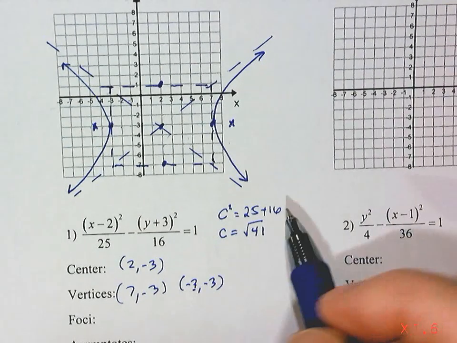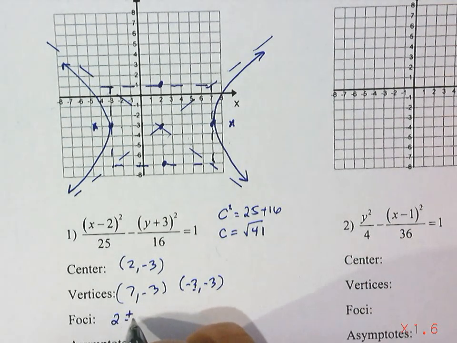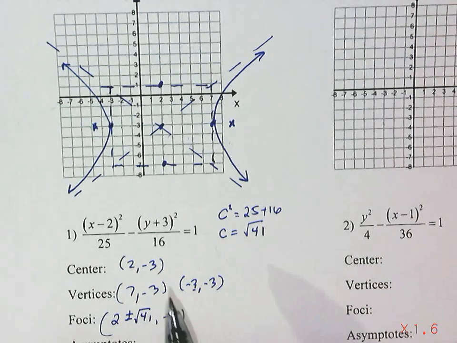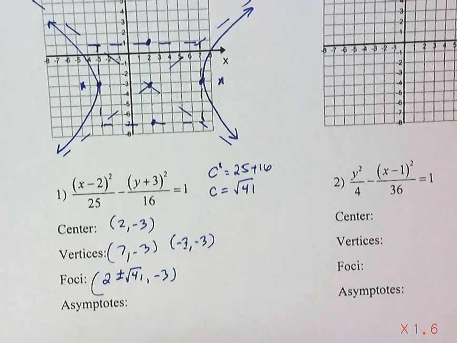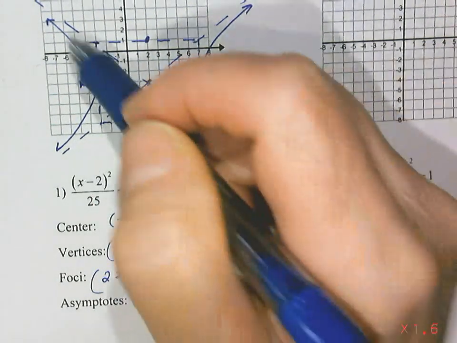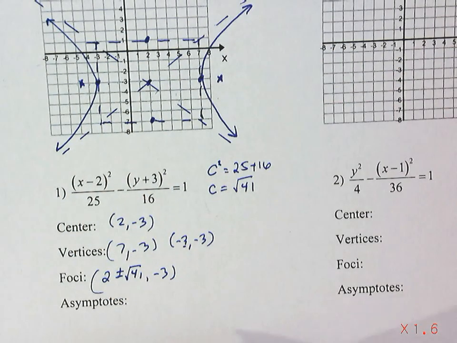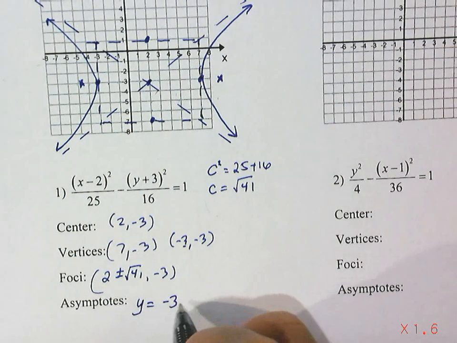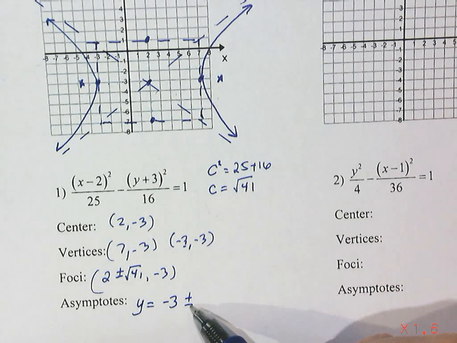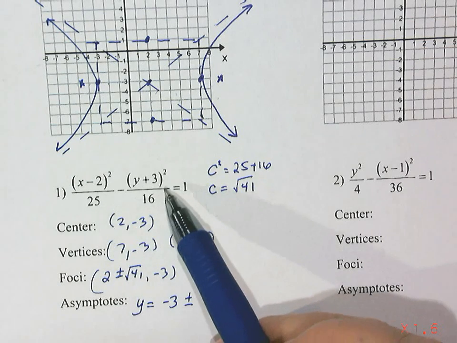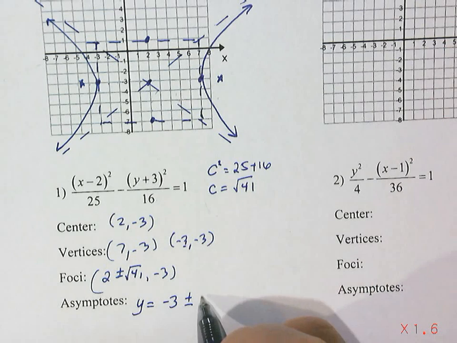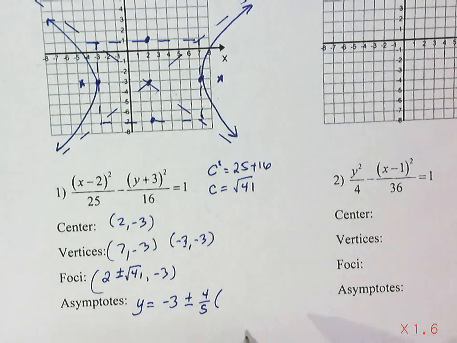So my foci are going to be 2 plus the square root of 41, negative 3, and 2 minus the square root of 41, negative 3. My asymptotes, these dashed lines right here, it's going to be y equals k, so y equals negative 3, plus or minus. There's two lines, so I have a positive and I have a negative slope. And I said before, it's change in y over change in x. So 4 over 5, x minus 2.